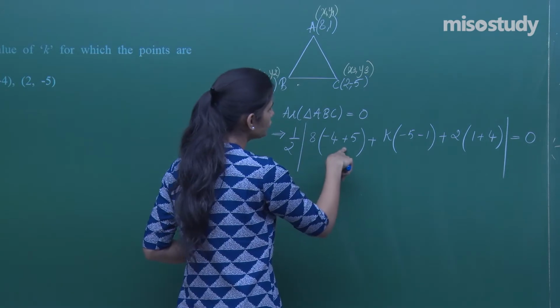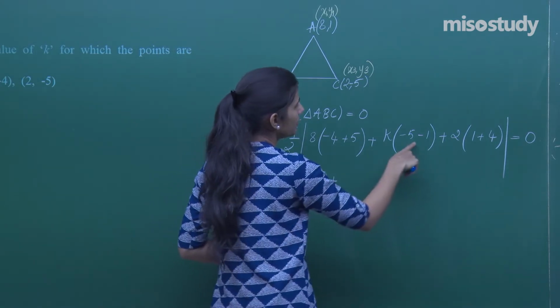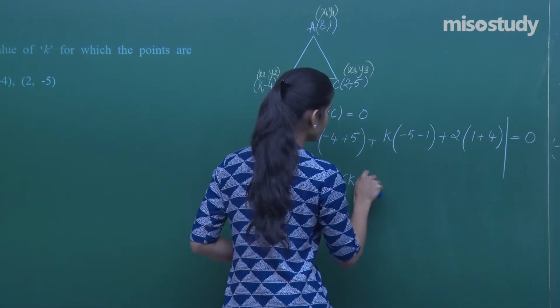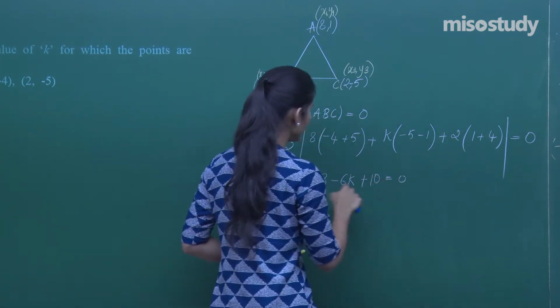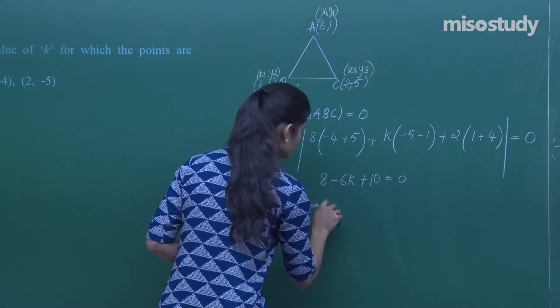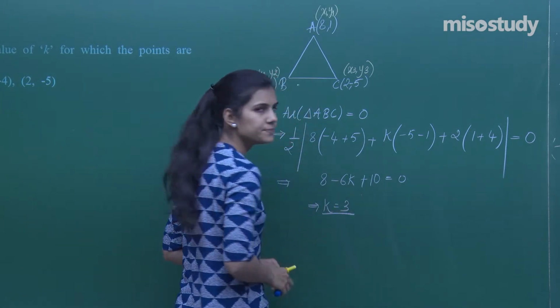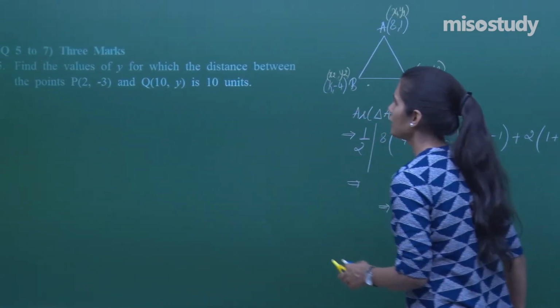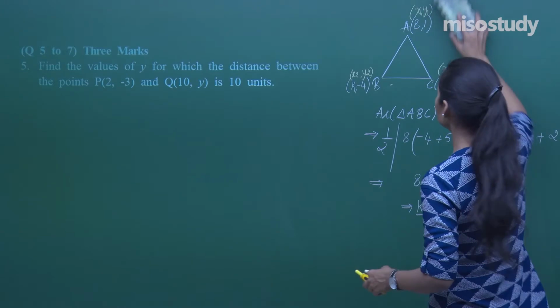So you get 8 into 1 is 8. This is minus 6k. This is 5 into 2 is 10, so 10 plus 8 is 18. You get 18 is equal to 6k. So k comes out to be equal to 3. Fine. Next question says that find the value of y for which the distance between these 2 points is 10 units.